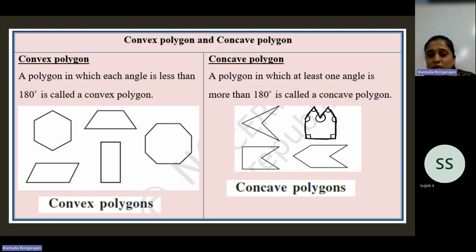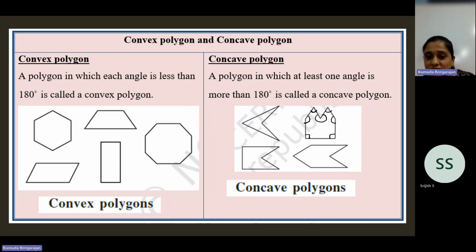Now don't ask why you're not marking this angle. That's an exterior angle. Mark all the interior angles. This angle is an exterior angle. This one is an exterior angle. We are marking only the interior angles. This is inside the figure, inside the figure, inside the figure.